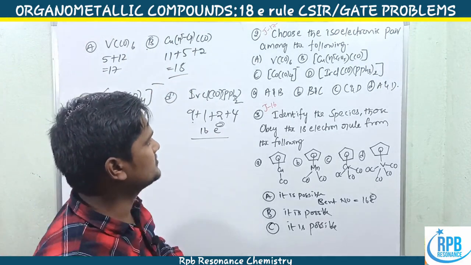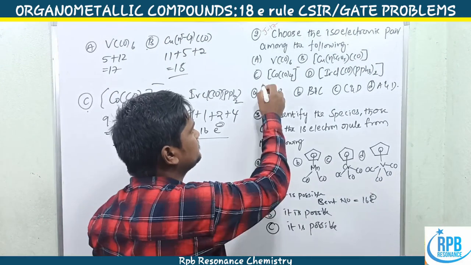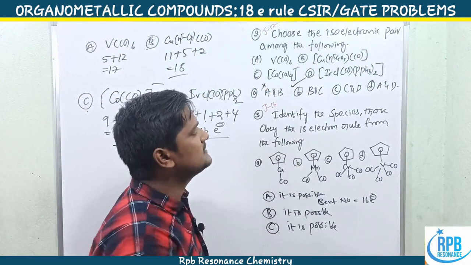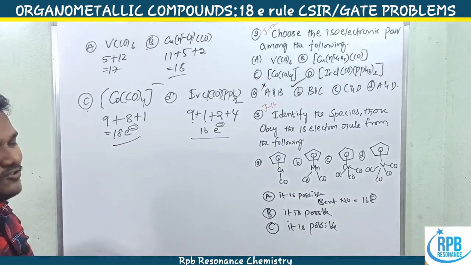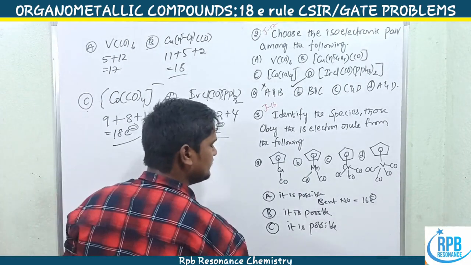So let's look at the options. A and B is not correct. B and C is correct. C and D is not correct. A and D is also not correct. So option number B is correct.